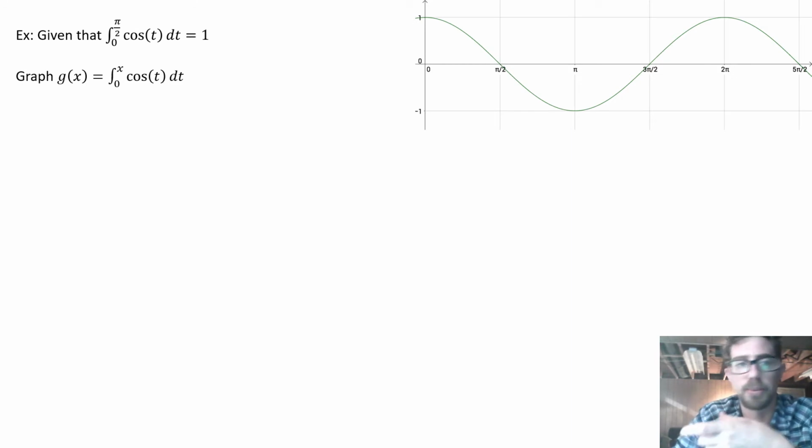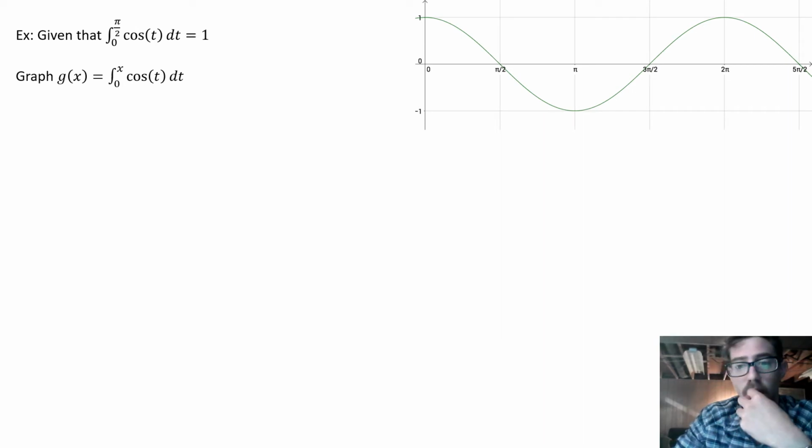Here's another example. I'm giving you the fact that the integral from 0 to pi over 2 of cosine of t equals 1. So that's the graph of cosine. So just remember what that means. That little shaded area of that shape between 0 and pi over 2, I'm telling you that that's exactly 1. Very soon you'll figure out how to figure that out all on your own, but now I'm just giving it to you.